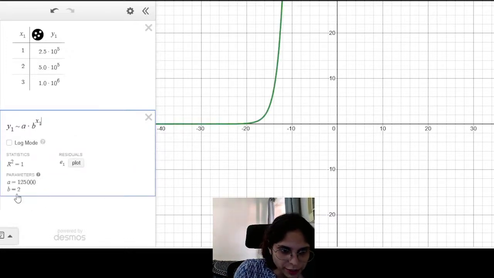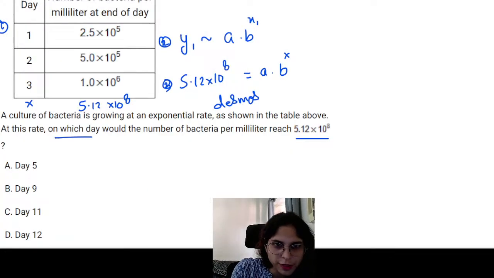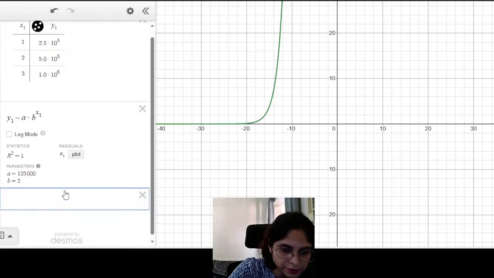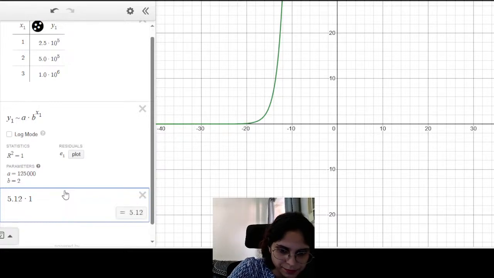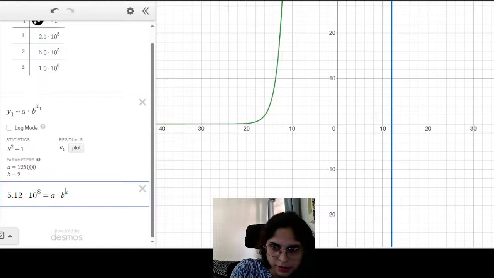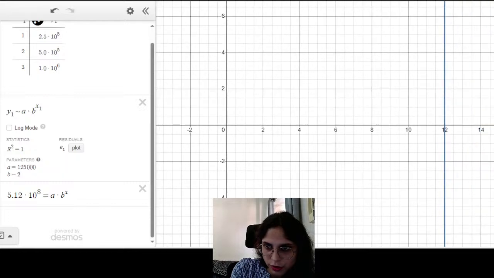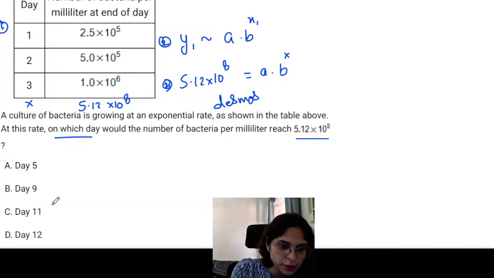You have got the value of a, you have got the value of b, and now you just write 5.12 times 10 to the power 8 equals a times b to the power x. See, you will not be able to click on the point because this is exponential, so you zoom in, and you will get 12. So the answer is day 12.